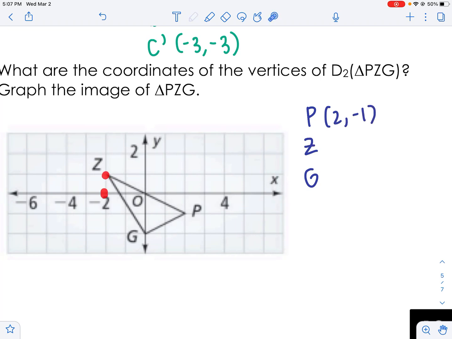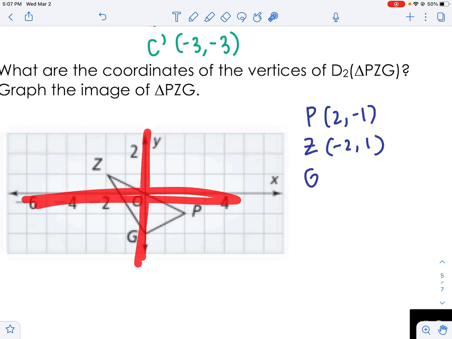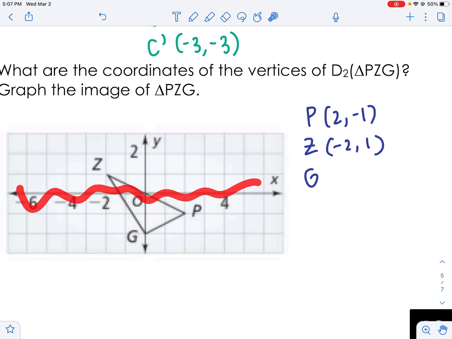I see that Z is at -2, 1. So we're running before we rise. I know that tends to throw some people off, but remember that we're doing X first before Y. So we're going to run before we rise. So I'm going left or right and then over.